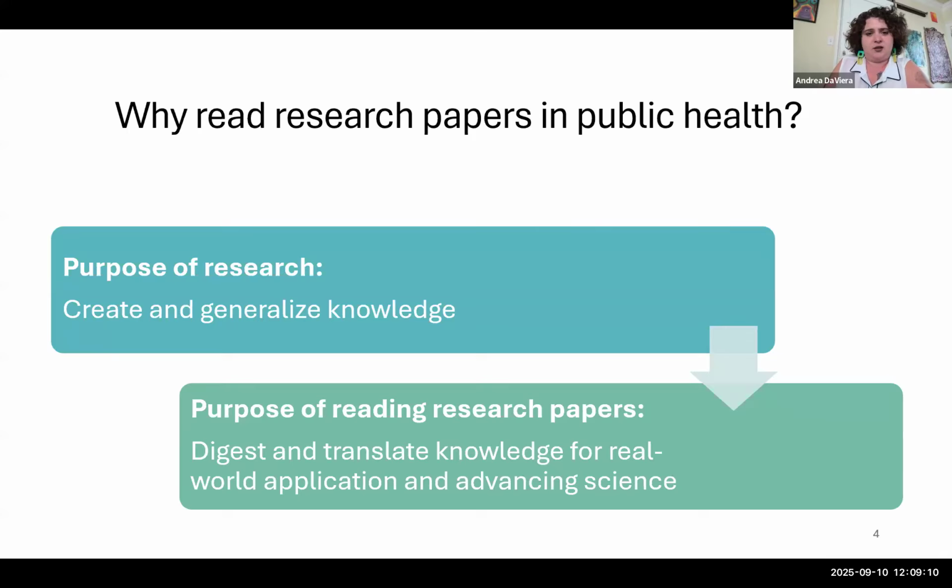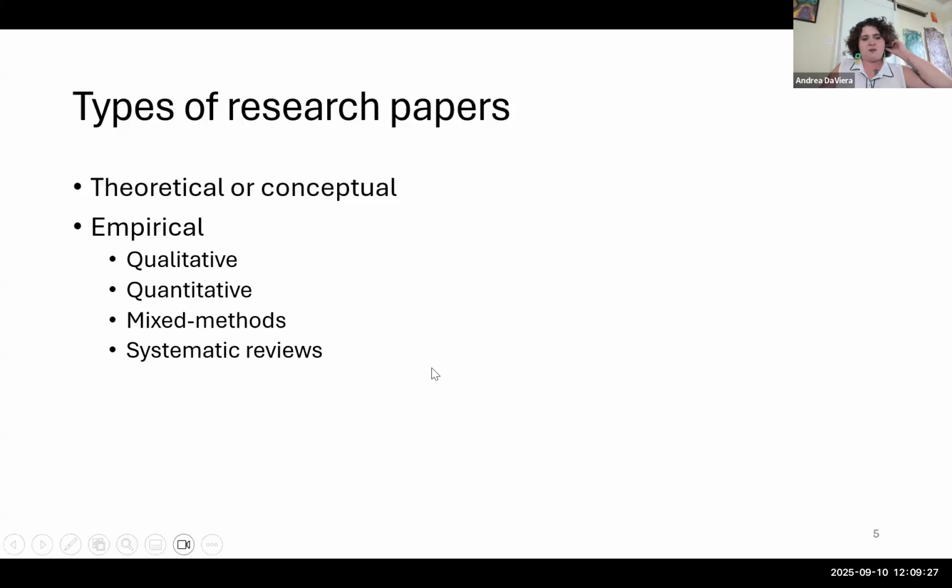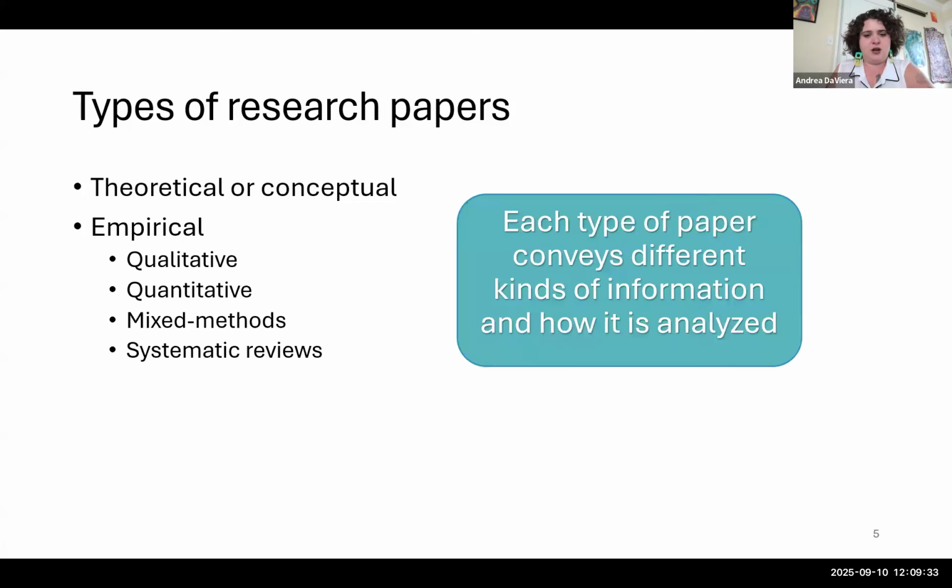So I'm going to go over a couple of different types of papers. And we'll just, like I said, demystify some of these main concepts. The first one is theoretical or conceptual papers. Second one being empirical papers, and we'll gloss over a little bit of each of these types. Each type of paper conveys different information, including how that information is analyzed or organized. And so you'll want to read different papers depending on what kind of information you're looking for.